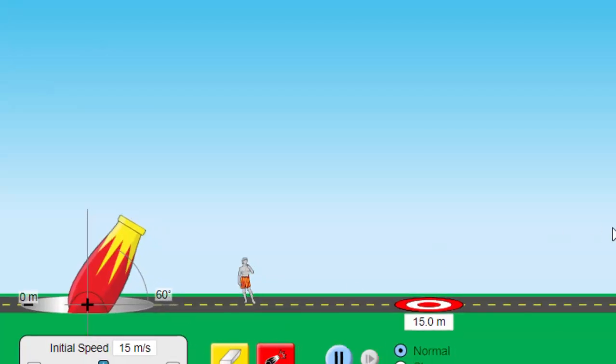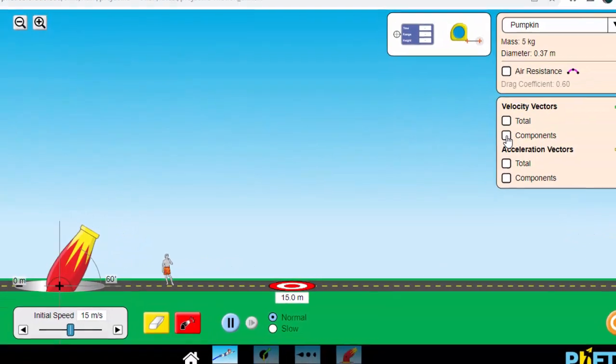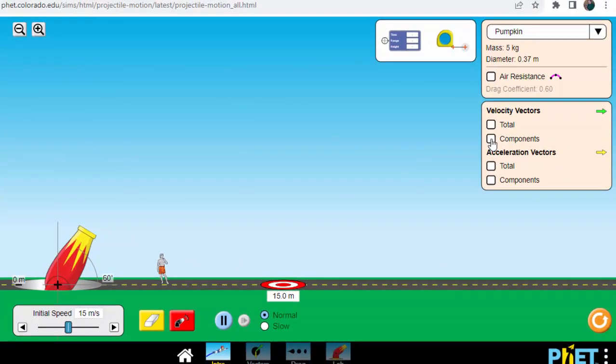And also you're asked to check the box beside the velocity vectors components, which is this one here, and also switch the view from normal to slow motion. This will enable us to pause at different points.